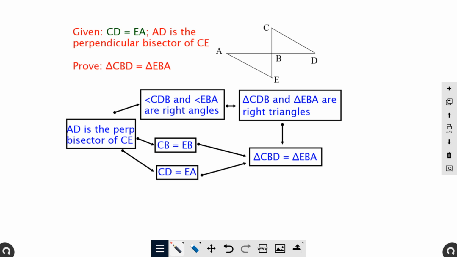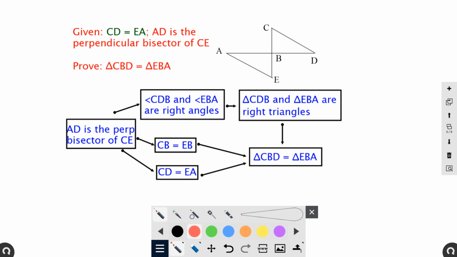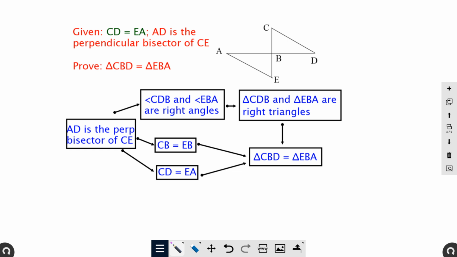There we go. Okay, so which boxes should I write given underneath? The very first box right here should say given, and then where else? The last box in the second row, these 2 are given. Very good.